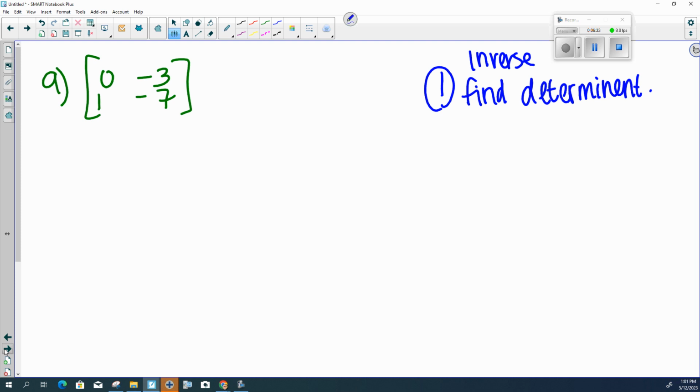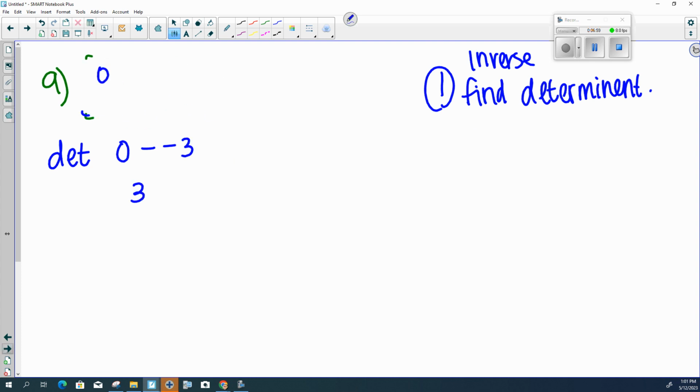So step number 1, find the determinant. So you find it on your paper, I will find it up on the board. Actually, I'm going to do it below. If you haven't started writing it down, do it below this. Did y'all get 3 for your determinant? Yeah. Okay. Once you find the determinant, we are going to reciprocate it.